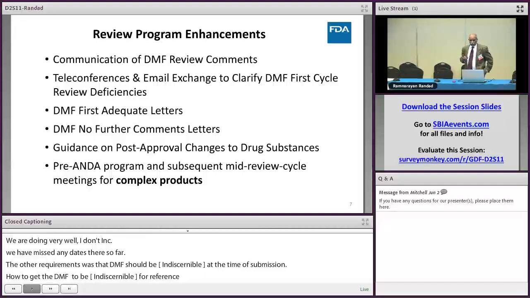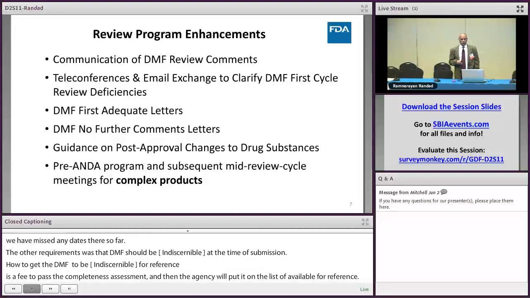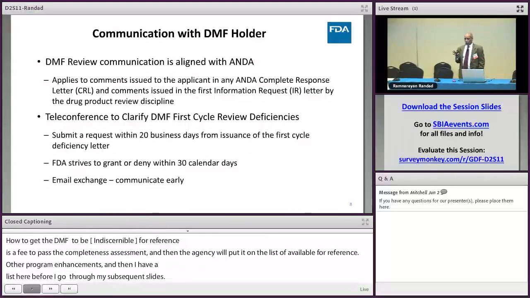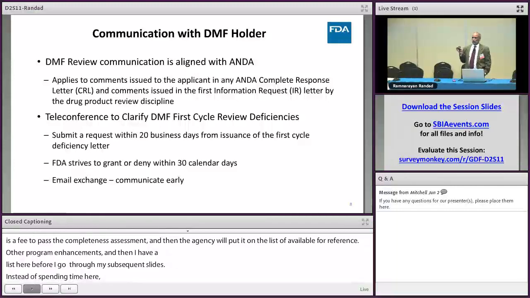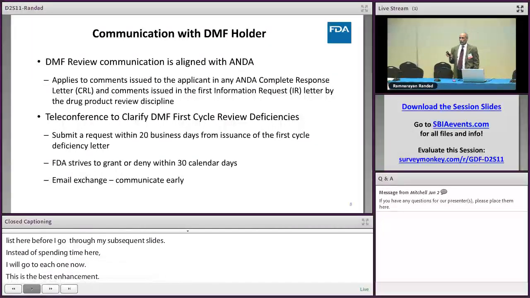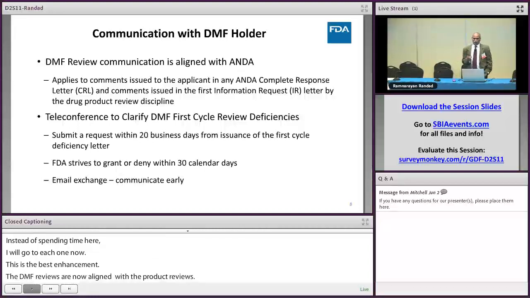Other program enhancements, I have a list here, and I'll go through each one in my subsequent slides. This is the best enhancement: the DMF reviews are now aligned with drug product reviews. And I have a graphical slide coming up. I think it is the following slide, and I'll explain it a little more.